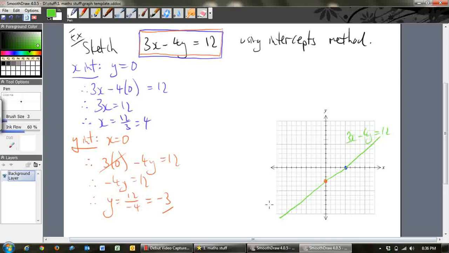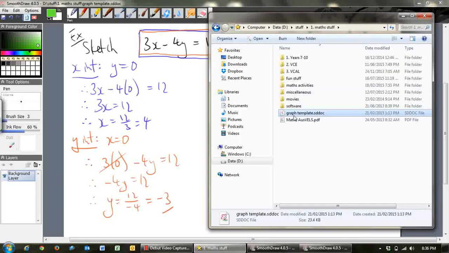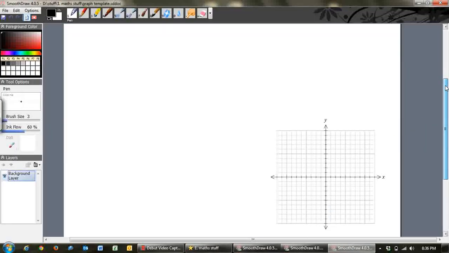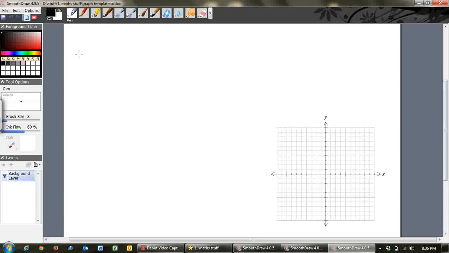Let's do one more example. And I'll get this out again so we've got a graph to draw it on. And here we go. Another example, let's do negative 2x plus y equals 8. Let's do this one. Fantastic. What we're trying to do is find the x-intercept and y-intercept. So let's do this.